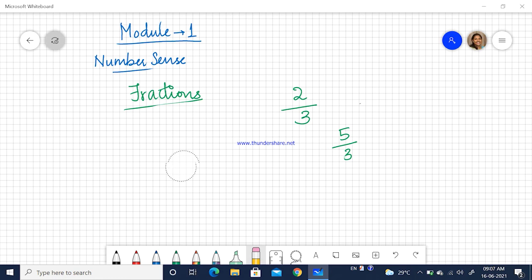Now let's see what a common fraction is.